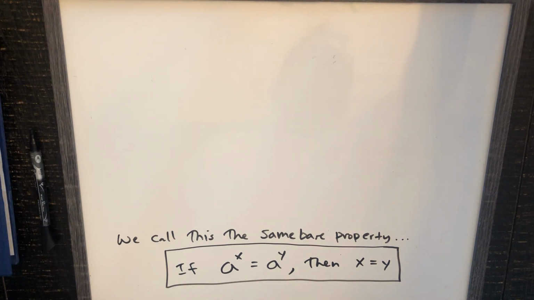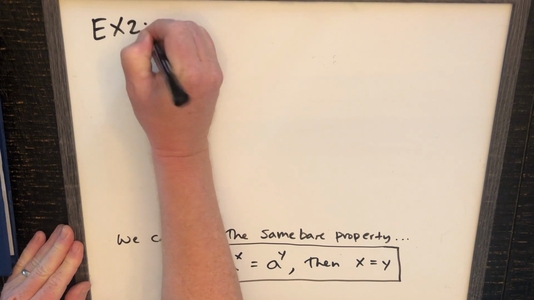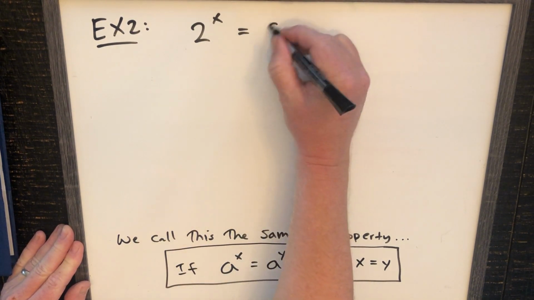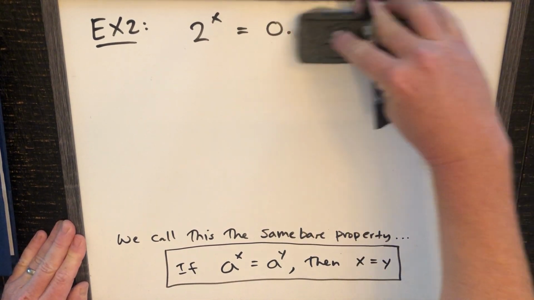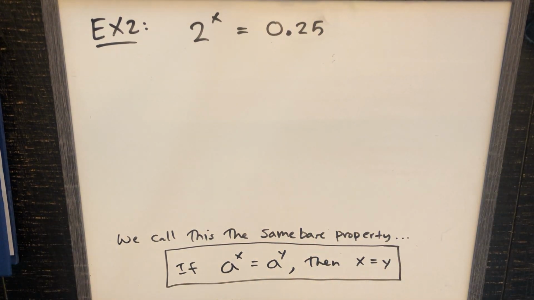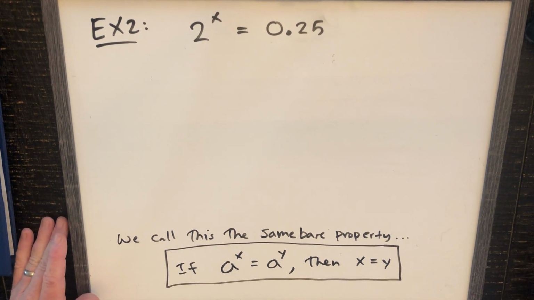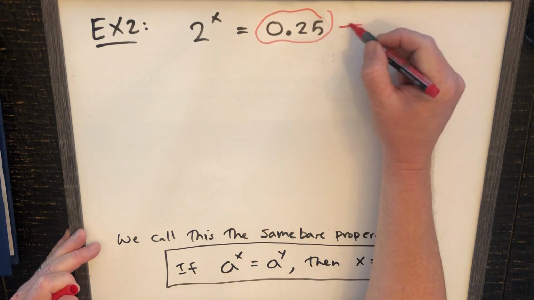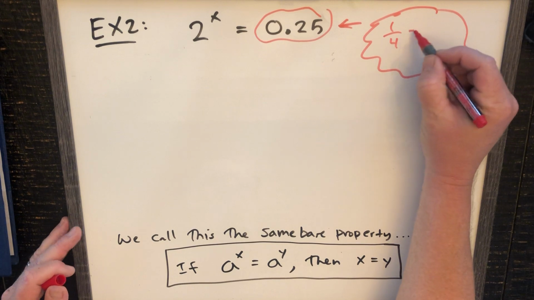Let's try another example. 2 to the x is equal to 0.25. Oops. Sorry about that. I've been practicing for a week, guys, but I'm still a little rusty. So 2 to the x is 0.25. You might recognize this immediately as 1/4. Hopefully you do. That's 1/4.